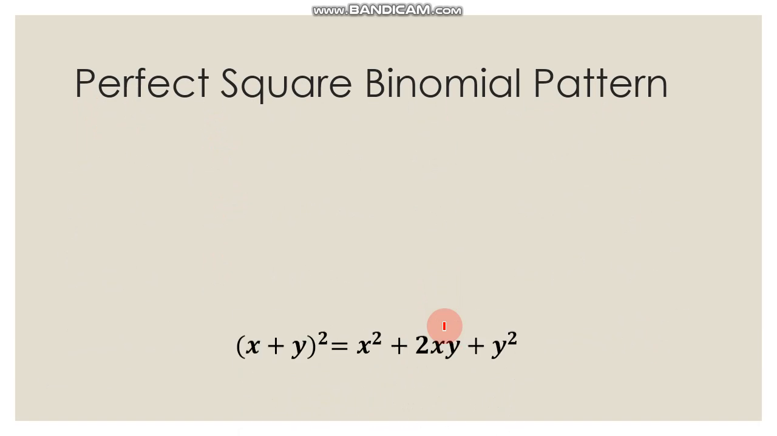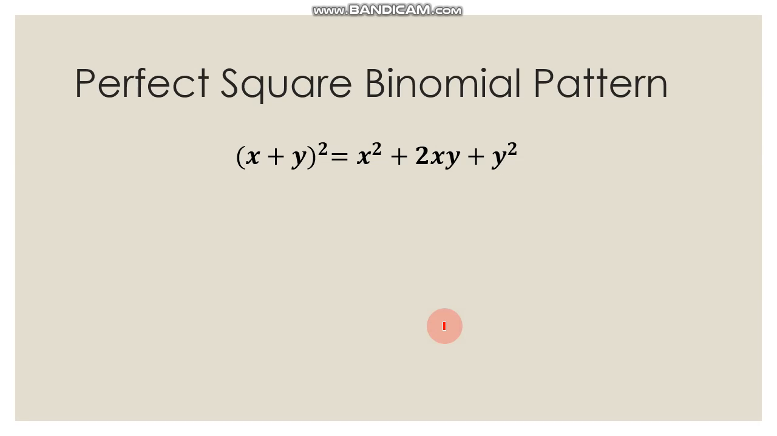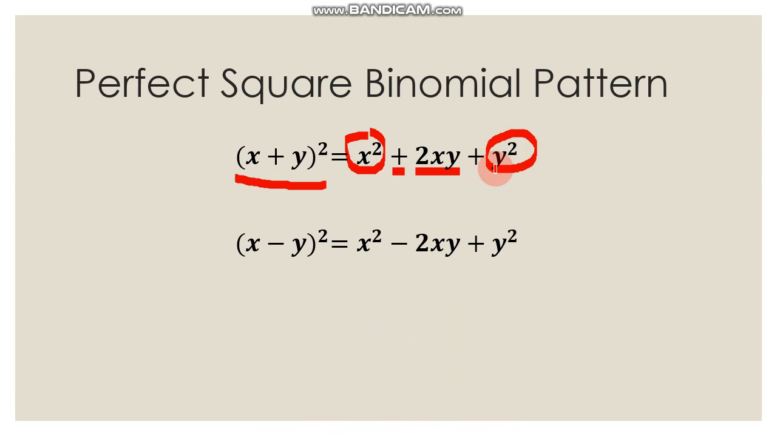Perfect square binomial pattern. Please observe. The square of x plus y, we have x squared, the square of the first term, plus twice the product of the two terms, and the square of the last term. This one, the square of x minus y: the square of the first term, minus twice the product of the two terms, and the square of the last term.